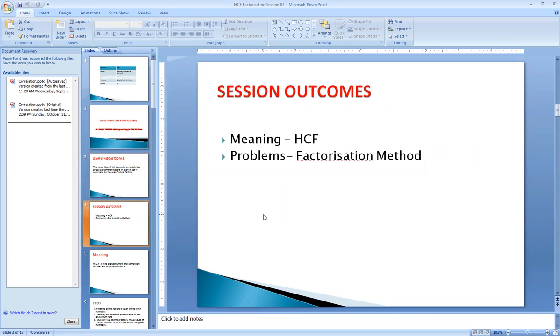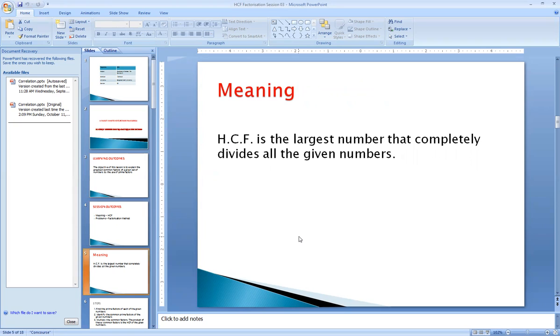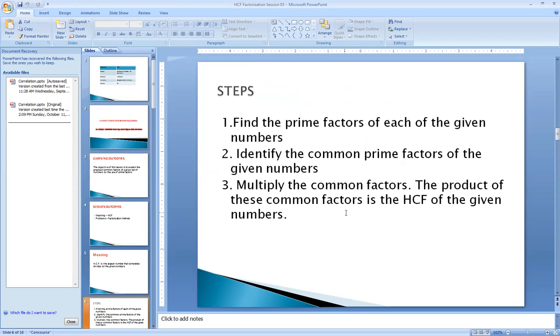In this session, we are going to talk about the meaning of HCF as well as how to calculate the problems under factorization method. We know that HCF is the largest number that completely divides all the given numbers. While calculating under factorization method, first we have to find the prime factors of each of the given numbers. For example, if 20 and 30 are there, we should calculate separately the prime factors of the given numbers. Then the second step, we have to identify the common prime factors of the given numbers.